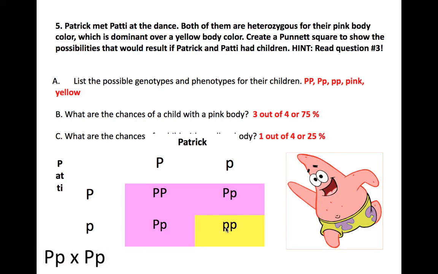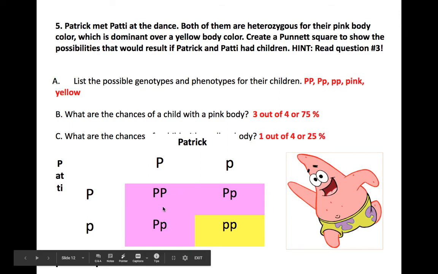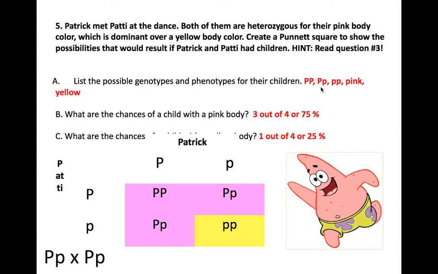Now, in this situation, 3 out of 4 of your possible genotypes of your offspring are going to have the trait that is the most dominant, which is pink. And 1 out of 4 would have the yellow trait, which is the recessive trait. So I list my genotypes, big P, big P, big P, little p, little p, little p. I list my phenotypes, which is what they look like. I don't have to give percentages here, pink and yellow. What are the chances of having a pink body? 3 out of 4, or 75%. What are the chances of having a yellow body? 1 out of 4, or 25%.